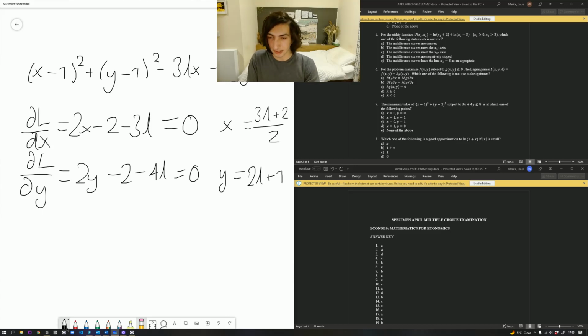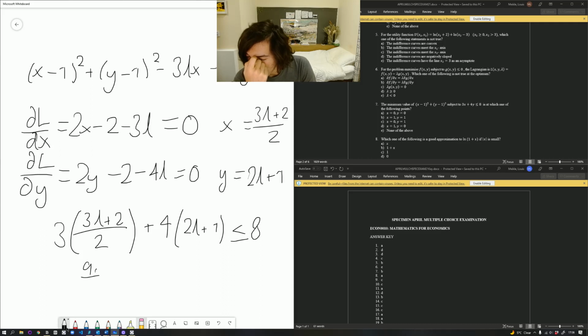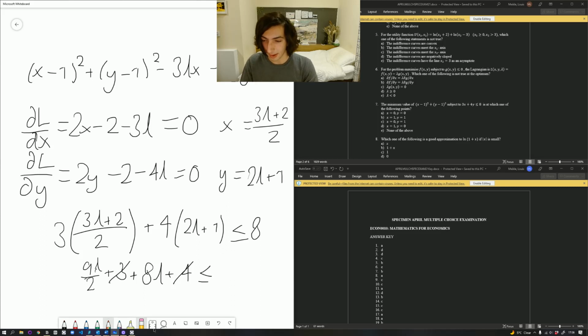Basically reinserting these into our budget constraint. We're given 3 lambda plus 2 over 2, and then plus 4 times 2 lambda plus 1, which is smaller than or equal to 8. If you times by 3, you get 9 lambda over 2, and then 2 over 2 is 1, times the 3 gets plus 3. Then you've got the plus 8 lambda plus 4 over here, which is less than or equal to 8. Subtracting out the 3 and the 4, you then get 1.